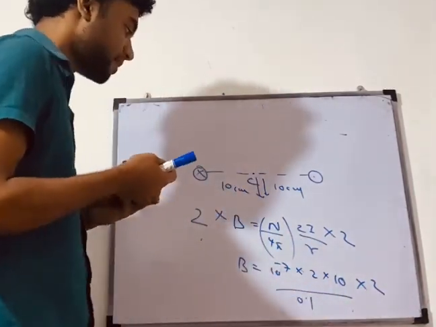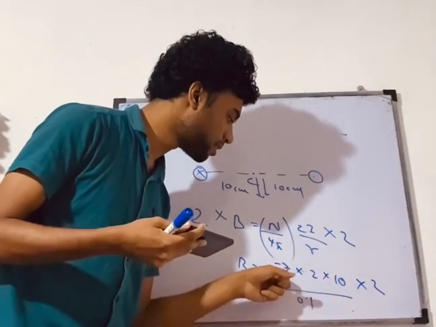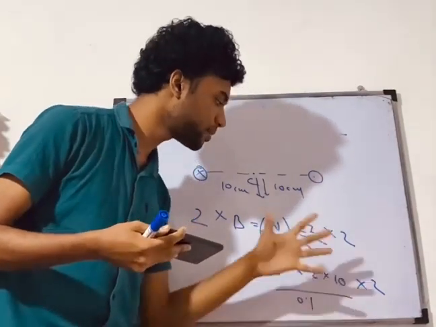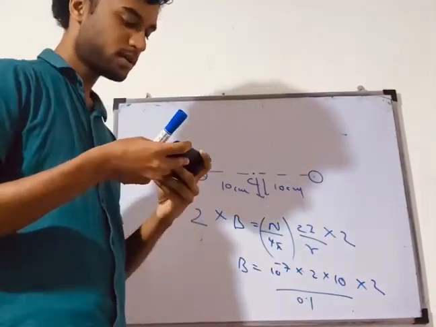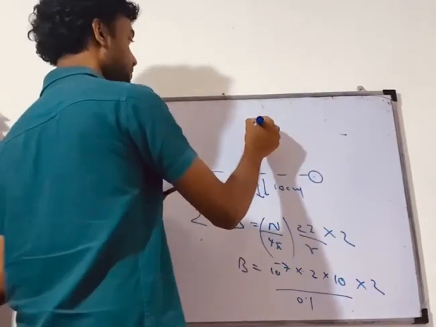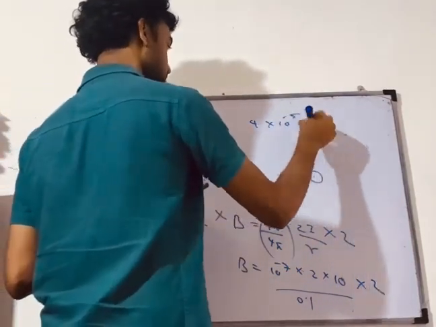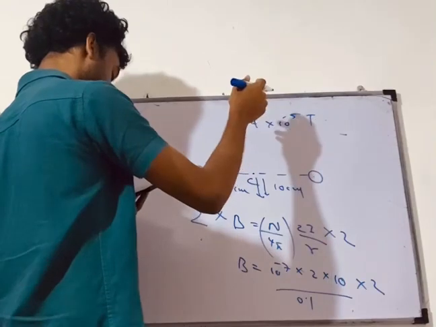Simplifying, this 100 becomes 10 to the power minus 5. So I get 4 times 10 to the power minus 5 Teslas, which provides the magnetic field intensity.